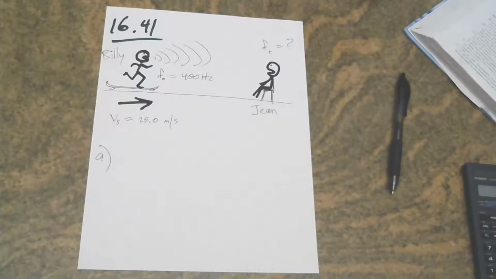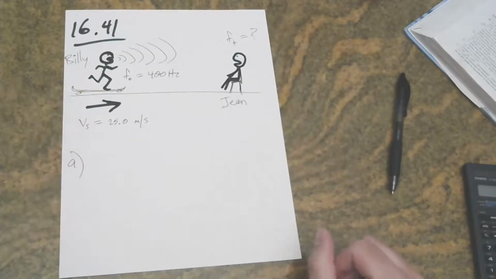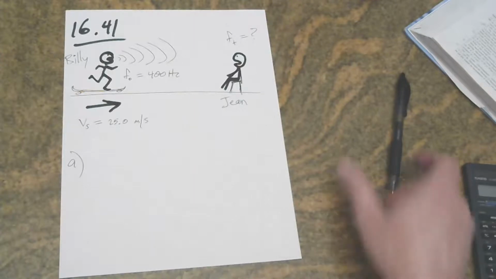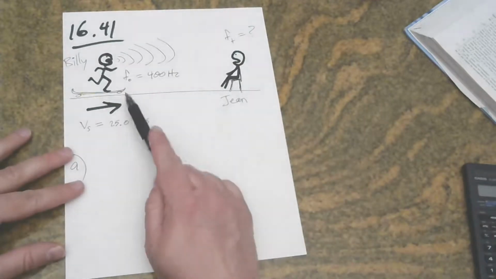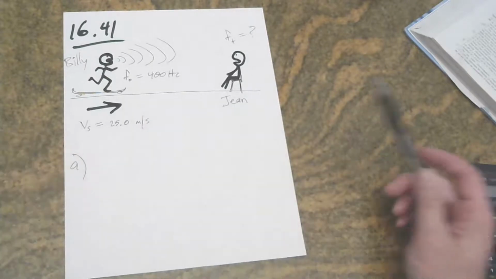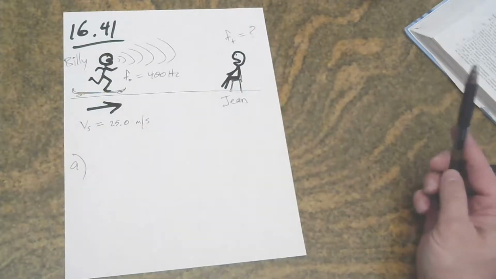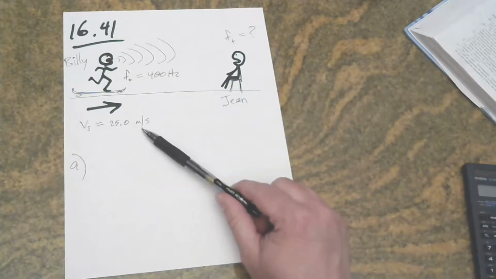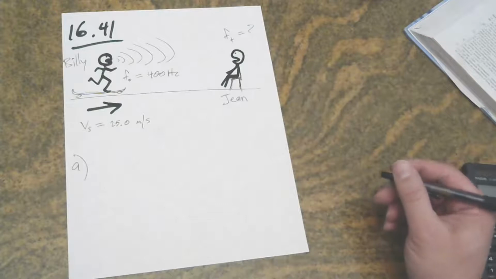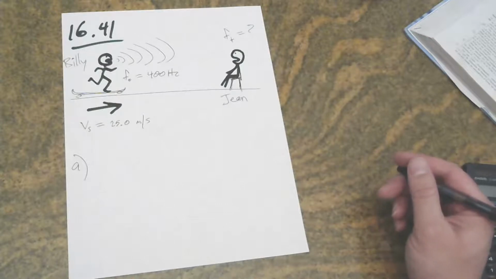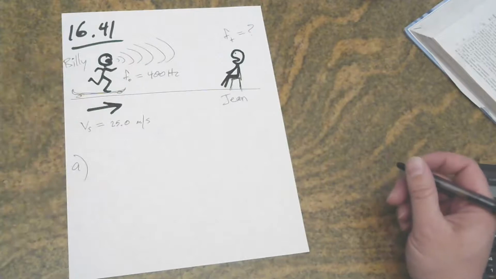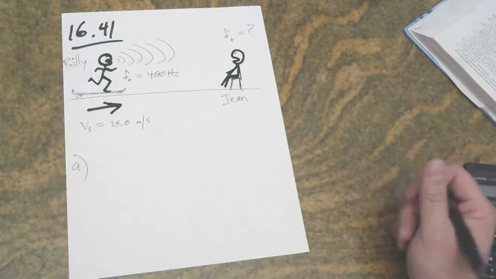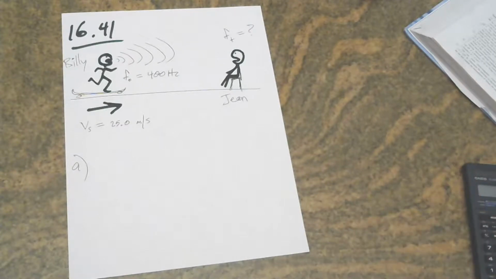Number 41 is a Doppler effect problem, Doppler effect for sound waves. The problem did not assign names to the participants, so I've taken the liberty of calling the dude on the skateboard here Billy, and Gene is seated. We're told that Billy is moving towards Gene at 25 meters per second. It says racing towards Gene. Well, that's over 50 miles an hour, so I'm pretty sure Billy's not running that fast. So I put him on an electric skateboard, and we're told that he is singing a pure tone, 400 hertz. That's in his frame of reference, of course.